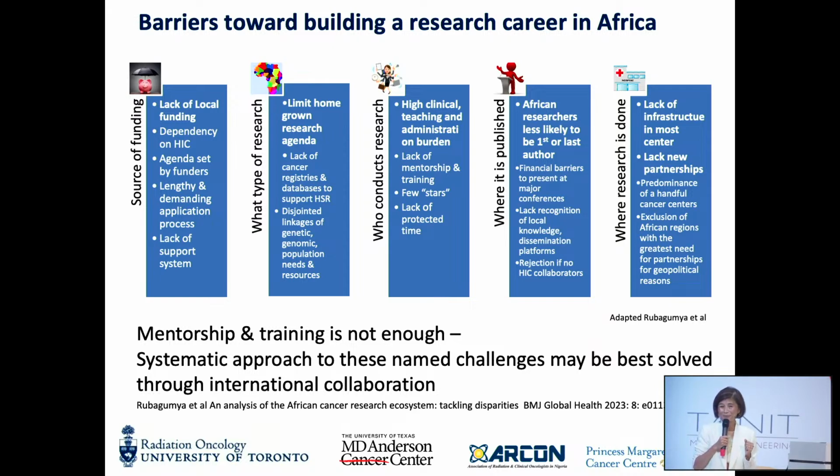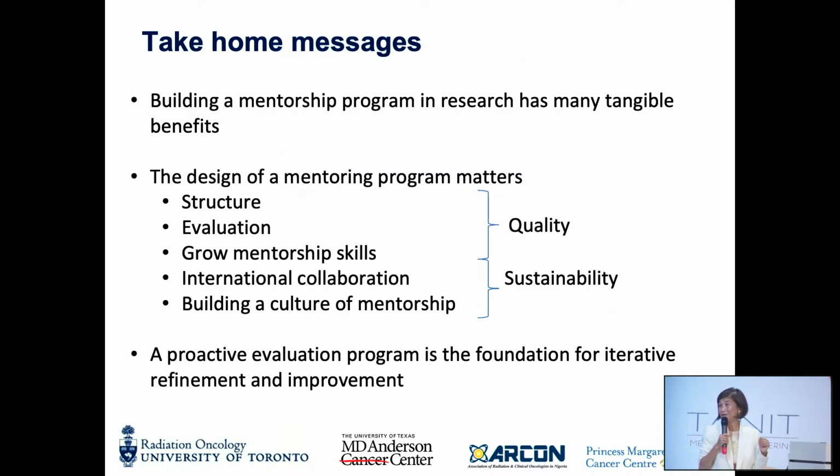So my take-home message to you is that building a mentorship program in research has many tangible benefits. The design of the mentorship program matters for quality and sustainability. And a proactive evaluation program, to me, is a foundation for iterative refinement and improvement. Thank you for your attention.